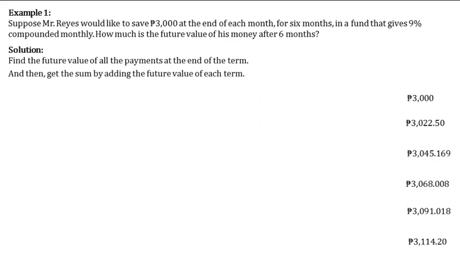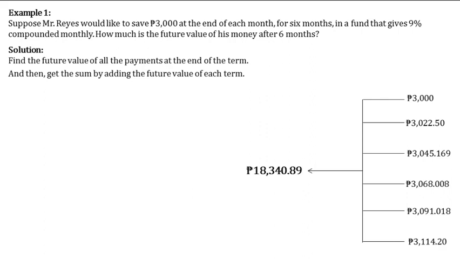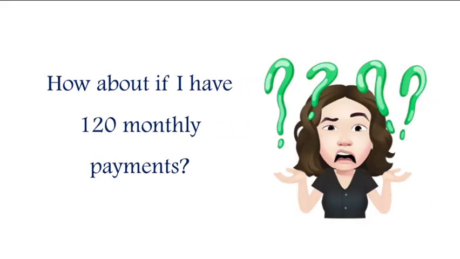So, nakuha natin 3,000 plus 3,022.50 plus 3,045.169 plus 3,068.008 plus 3,091.018 plus 3,114.20. Then we get 18,340.89, which means the future value of Mr. Reyes' money for 6 months is 18,340.89 pesos. How about if I have 120 monthly payments?